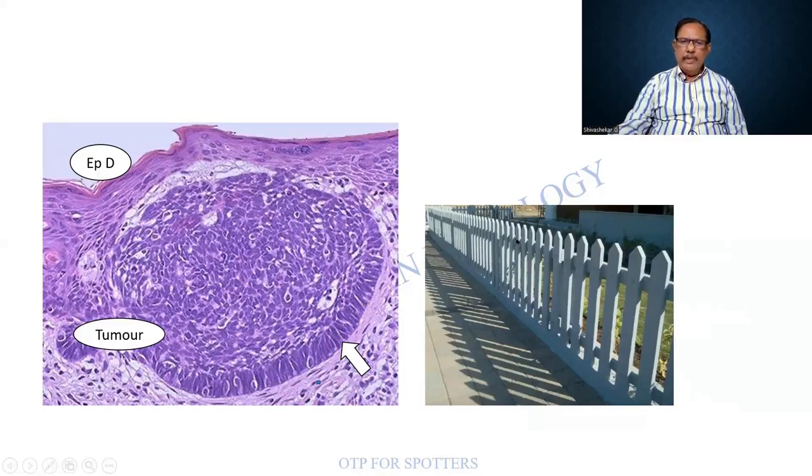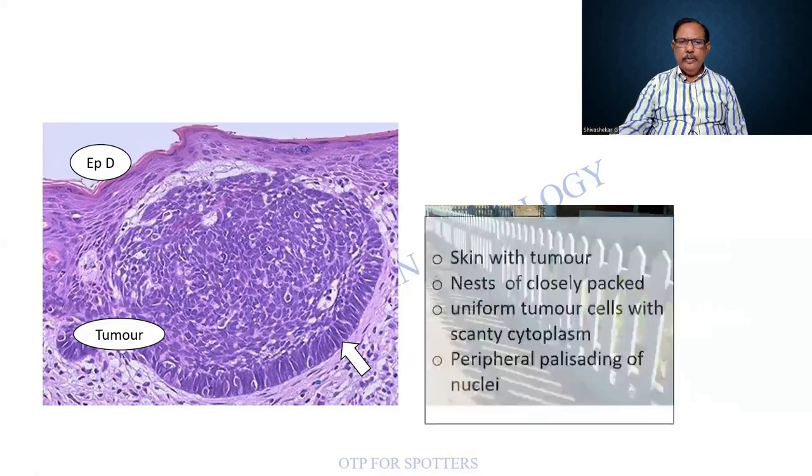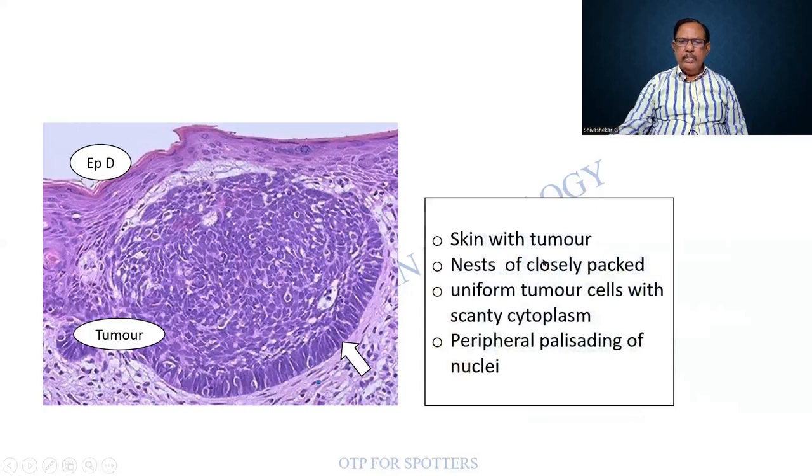What is a picket fence? Look at the fence over here. You find that the arms are all parallel to each other, and this is usually seen in a garden or in a side of a railway station. So the description is skin with tumor, nests of closely packed uniform cells, scanty cytoplasm, peripheral palisade. By heart this, the diagnosis is basal cell carcinoma.